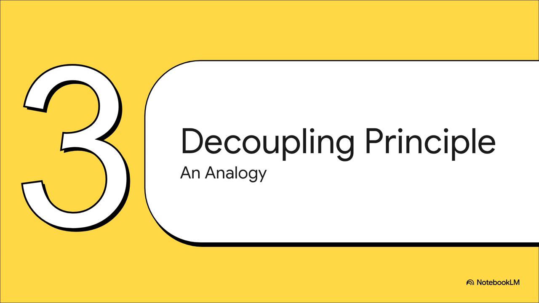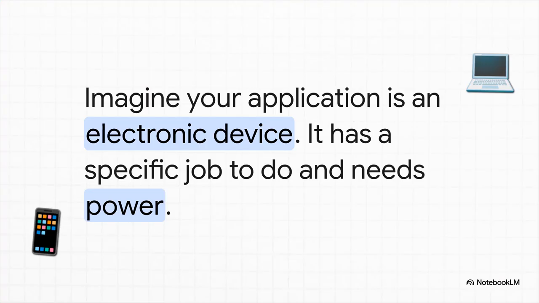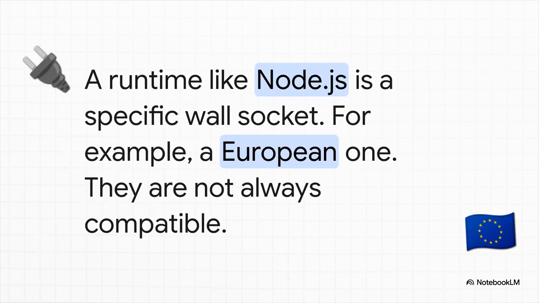Okay, I know this all sounds a little abstract, a little theoretical, so to really get a feel for how powerful this decoupling thing is, let's use a super simple analogy. I think this will make it click. First up, just imagine your entire web application is an electronic device. It can be anything, your laptop, a phone charger, whatever. The point is, it has a very specific job to do, and it needs power to do it. Okay, now think about the runtime, like Node.js. That runtime is like a specific type of wall socket. Let's say it's one of those European-style sockets. Well, if your device has a North American plug, you're totally out of luck. They just don't fit. They are not compatible, and you can't get power.